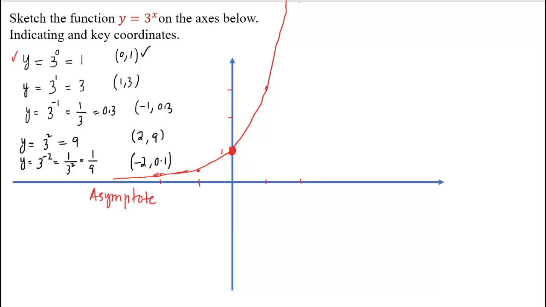So what is an asymptote? An asymptote is a line to which the graph looks like it will touch, but actually it will never touch this line. And right now this line is the x-axis. So the x-axis is the asymptote. In a similar way, you can plot the graph of y is equal to 2 power x and y is equal to half power x using the similar method.